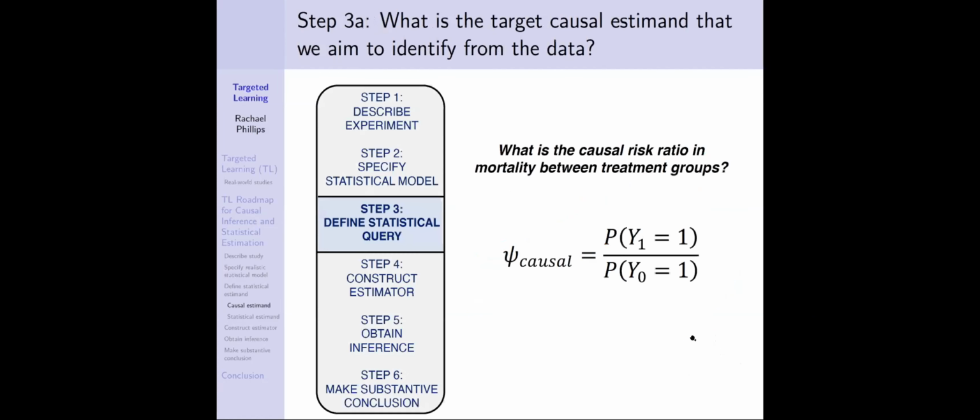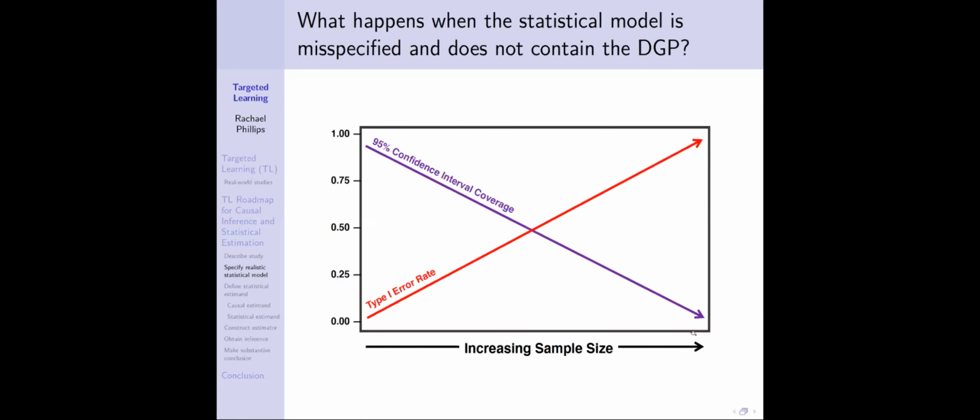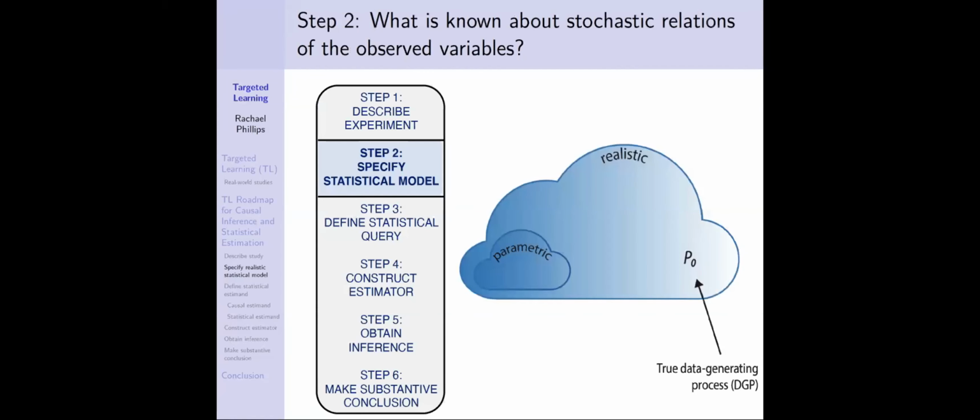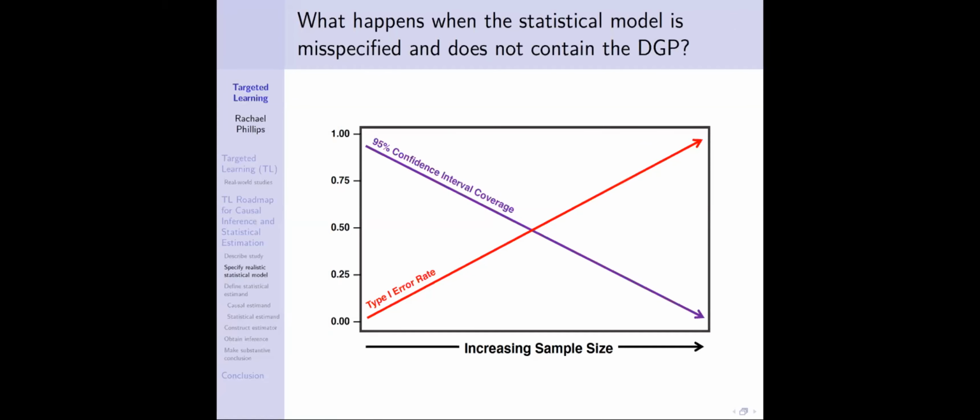Why does that matter? What happens if the statistical model is misspecified and does not contain the truth, which is like we are seeing here? Well, as sample size increases, you're actually guaranteed to find significant results that aren't there. So your rate of false positives is going to increase.